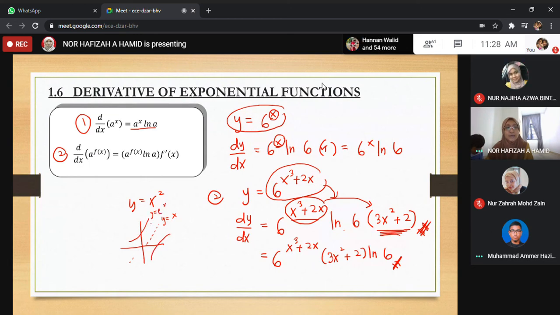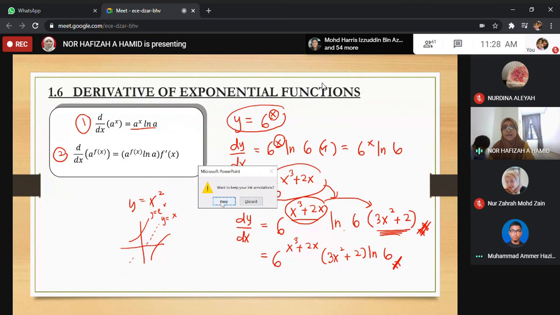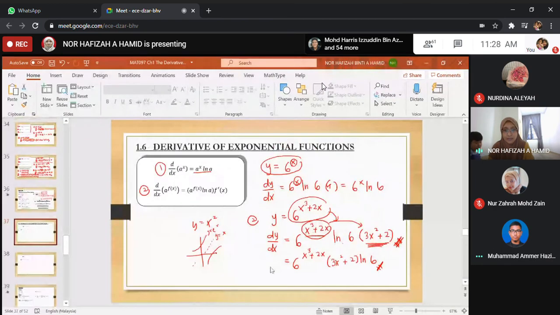Dia macam inverse of each other. Sebab tu dia relate, bila you differentiate, you akan dapat dia punya function ln. Dia kaitan sebenarnya lebih kurang sama, cuma dia beza pada axis je. Sebab tu bila you differentiate, you akan dapat ln. Okay, terima kasih madam. Okay. Kita lihat. Sorry kejap.